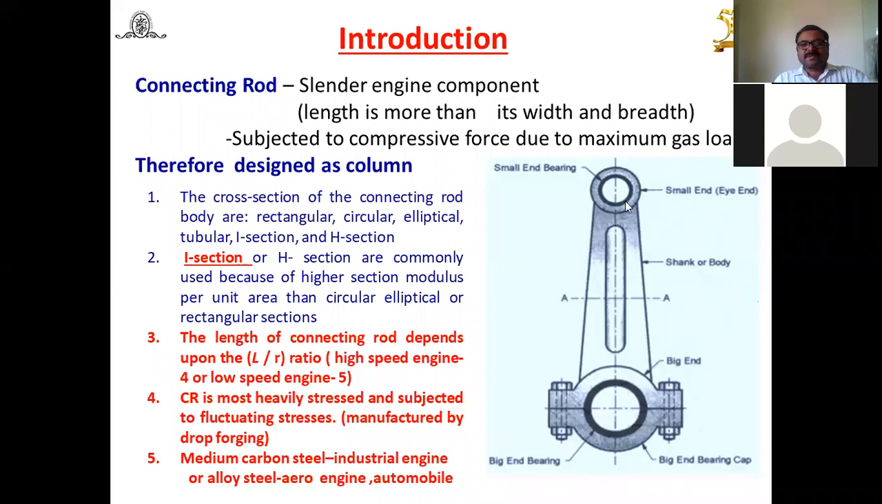Again, the main function of this connecting rod is that it transmits the compressive forces. After expansion or combustion of fuel, the maximum gas load comes on it, and because of that, the piston reciprocating motion gets converted into rotary motion as this big end is connected to the crank. That means it is subjected to translational as well as rotary motion. Try to understand. Because of that, some stresses are going to be induced in it, so while designing it, we have to take care of that.